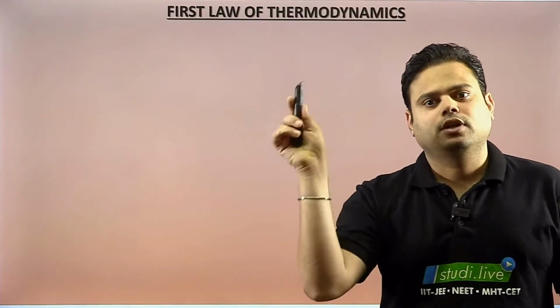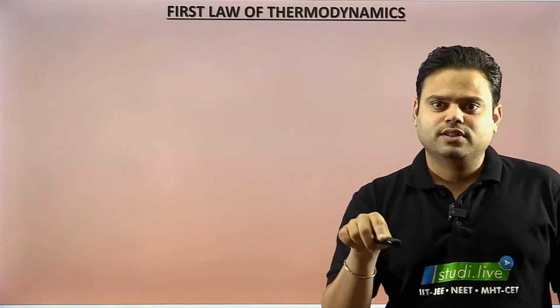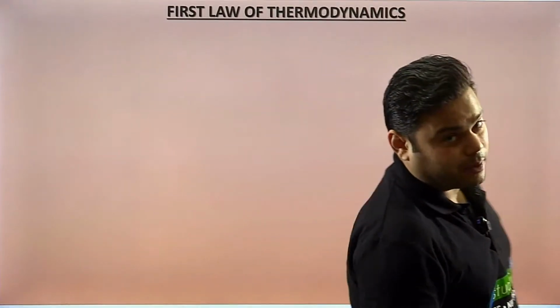So what came first? First came the first law, then the second law, then the third law, and after these three laws came the 0th law of thermodynamics. It is not that the 0th law came first and then the first, second and third. First to come was the first law, second to come was the second law, third to come was the third law, and the last to come was the 0th law of thermodynamics.